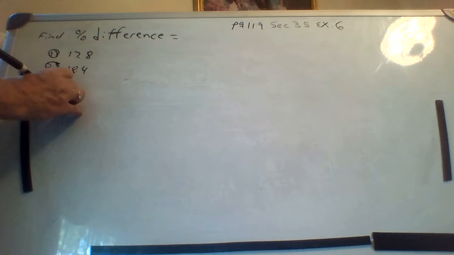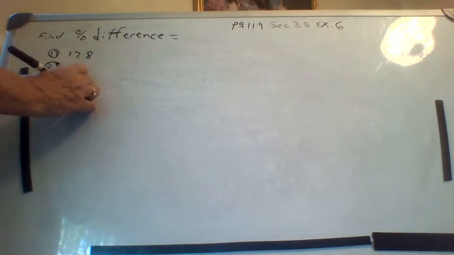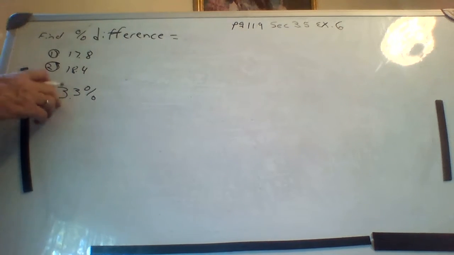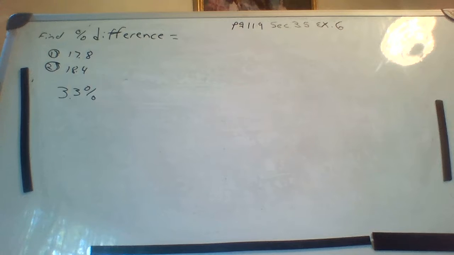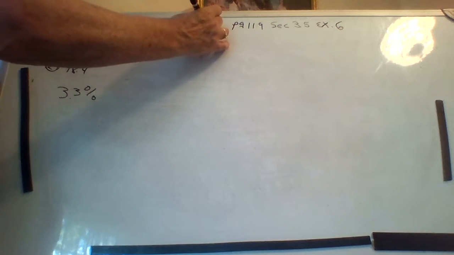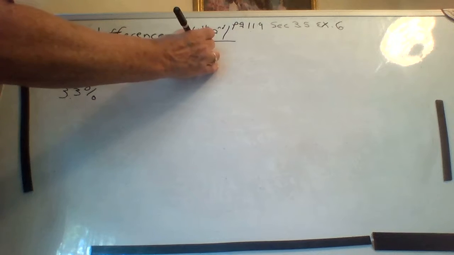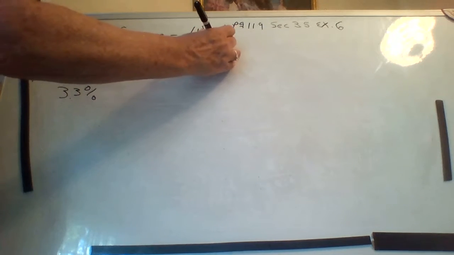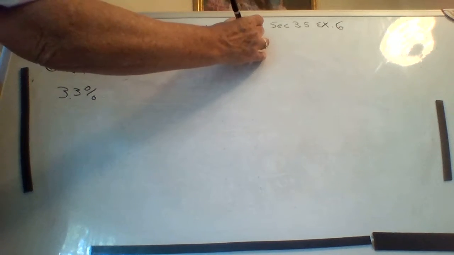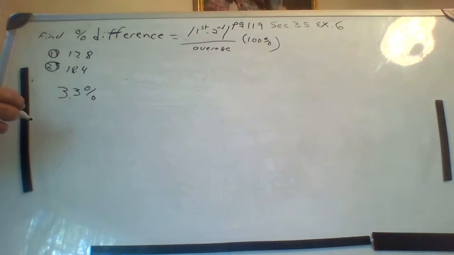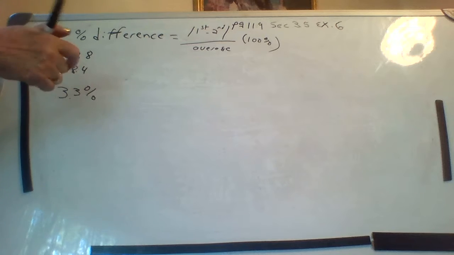All right, so if you got 3.3% as the percent difference, if you got this for your answer, then you've done it correctly. But let's go ahead and work it. Remember the percent difference was taking that first one minus the second one, and the absolute value over the average, right, times 100%. That's our formula. So let's do that. So here's the first and the second.